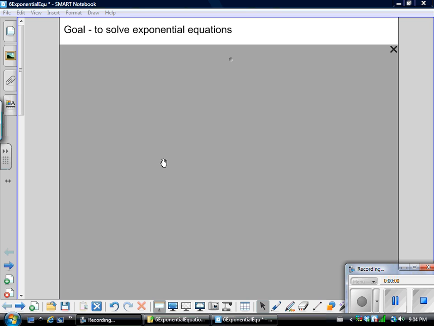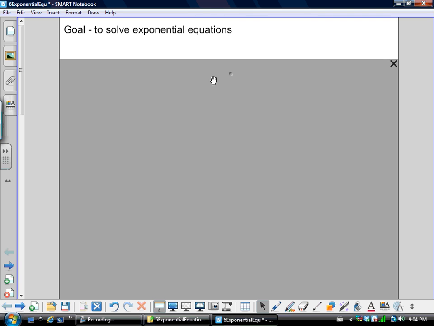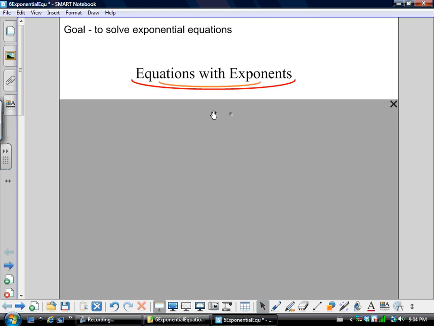This is the last lesson before review time. Okay, and the goal of today's lesson is to solve exponential equations. So what's going to happen this time when we're talking about exponential equations is we're going to have to solve for x, but this time x is going to be an exponent. It's a little bit different. So equations with exponents.